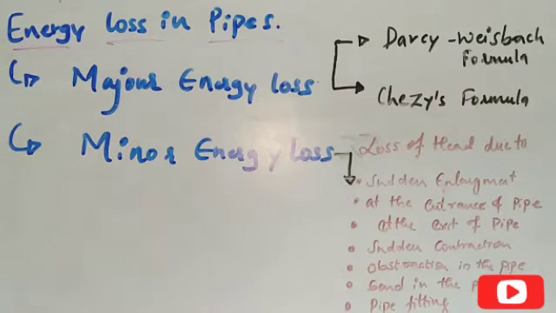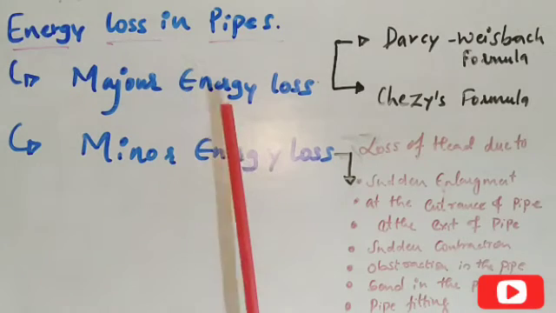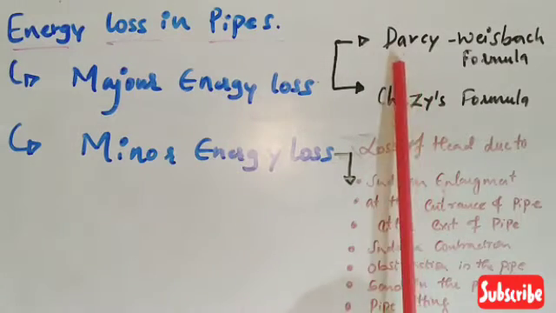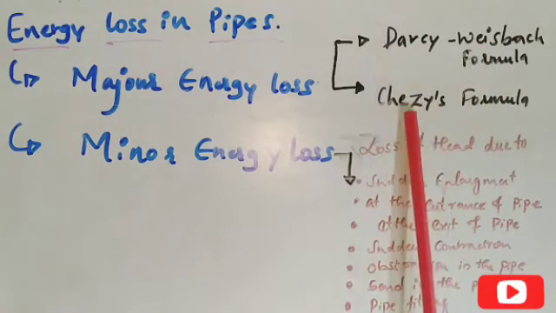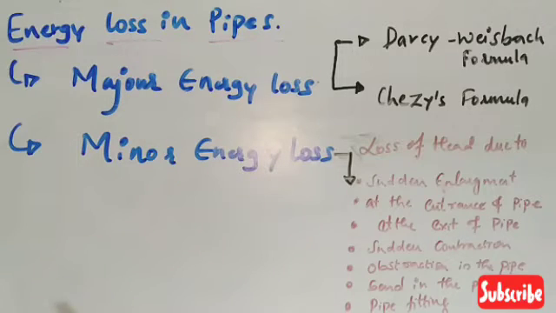So what are these major energy losses? The loss of energy or the loss of head due to friction is termed as major losses. It depends on the velocity of the flow, the diameter and the roughness of the pipe. Major losses are calculated by using the Darcy Weisbach formula and the Chezy formula. By using these two methods, the major energy loss in the fluid flow can be identified.